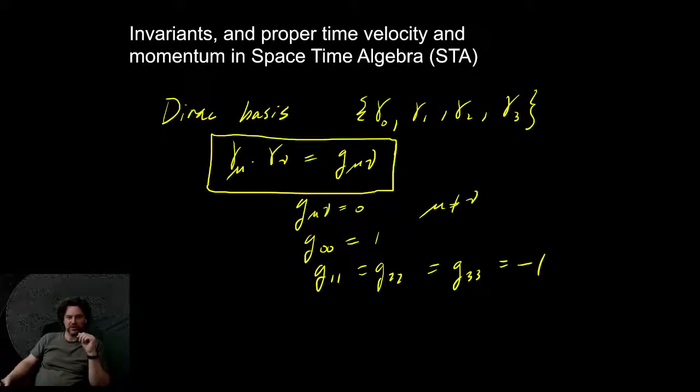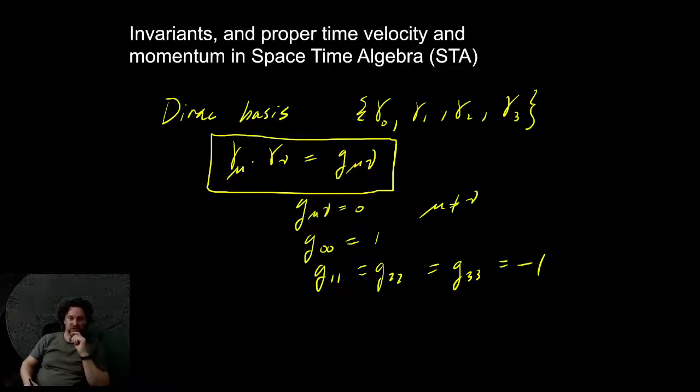In this video, I'm going to examine the concept of invariance, proper time, proper velocity, and proper momentum in space-time algebra. Space-time algebra is the geometric algebra that is formed over the Dirac basis, the gamma matrices, gamma 0, gamma 1, gamma 2, gamma 3, that are defined to have the dot product, gamma mu dotted with gamma nu, is g mu nu.